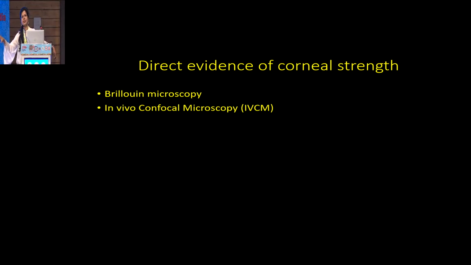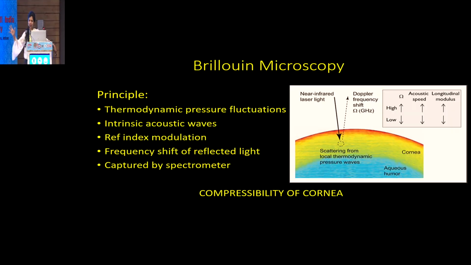But whatever other parameters or instruments we are using right now, like the ORA, it indirectly measures, whereas these two modalities, the Brillouin and the confocal microscopy, are what directly tells you what's happening inside the cornea. So I'll just go into a bit of these two modalities. Now, what is Brillouin microscopy?